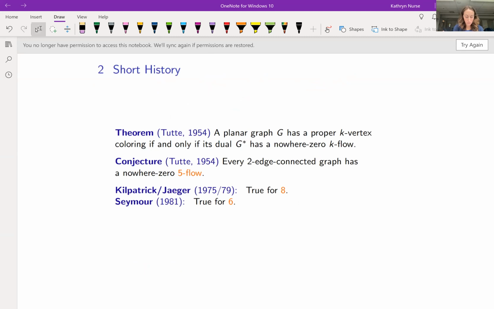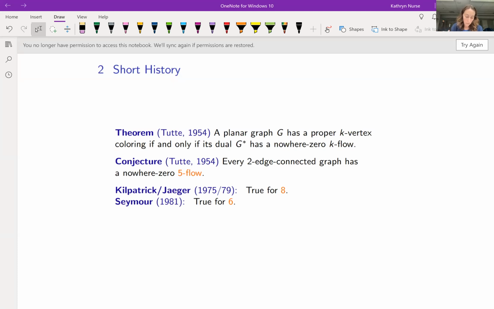Okay, just a short history. In 1954, Tutte initiated the study of nowhere zero flows as a dual notion to vertex coloring. Basically, he noticed that in the plane, a graph has a nowhere zero K flow if and only if its dual has a proper K vertex coloring. And he showed in this nice paper the equivalence of having a nowhere zero K flow and a Z mod K flow, and he did that for any abelian group.